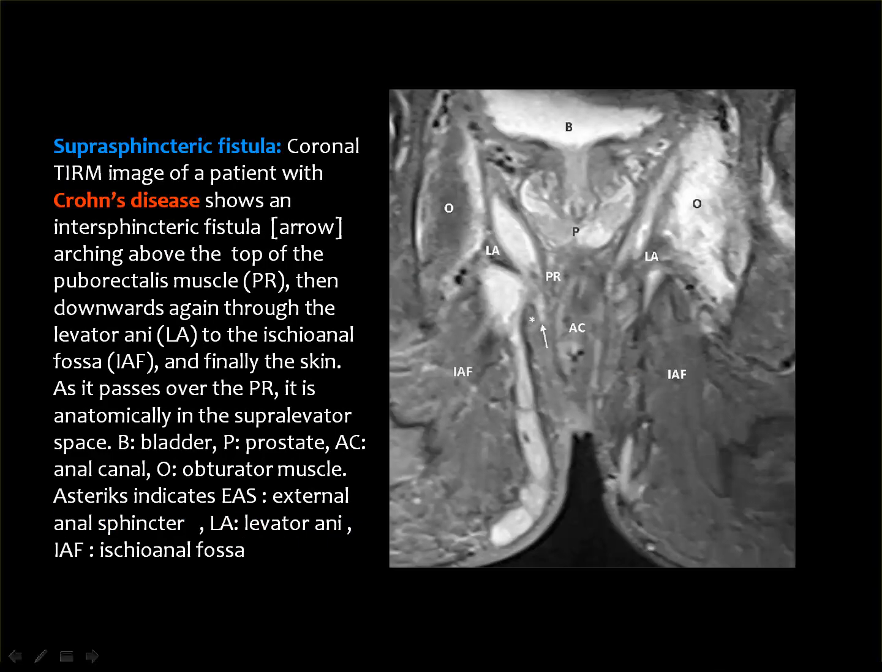And this is the suprasphincteric fistula. You follow this arrow where you have the fistula between the sphincters, and then the fistula has crossed the external sphincter and has two directions. One direction above, across the levator, and the other direction into the ischioanal fossa. Look at this, and here are the tracts for the fistula.